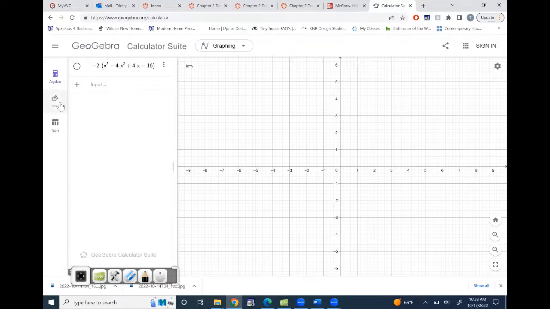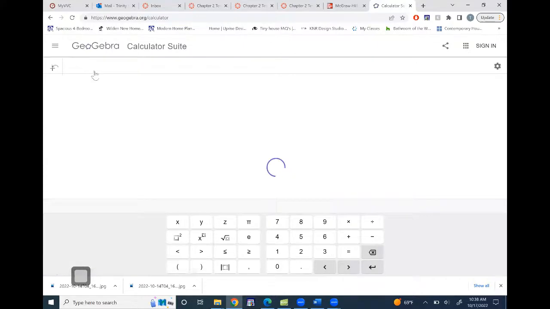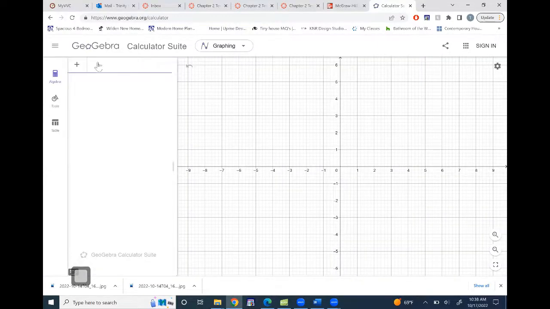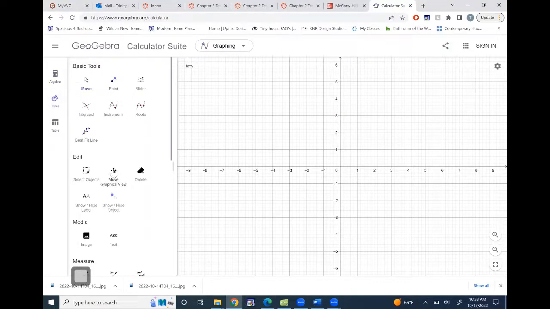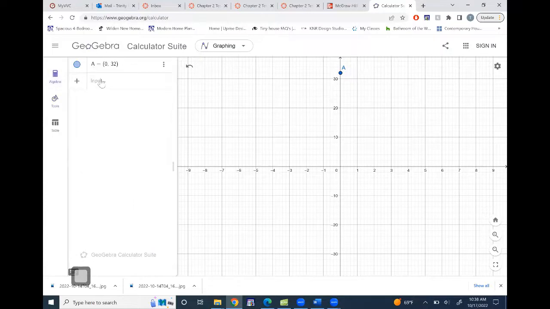What's going on with my GeoGebra? Let me just copy all this. Oh, there we go. Okay, guys, it's not responding. So let me just reload. All right, take 2. I'm actually going to type in the point 0, 32. And then let me kind of shrink it so we can see the dang point, huh? So 32 is right there. All right. Now we can see what's going on.